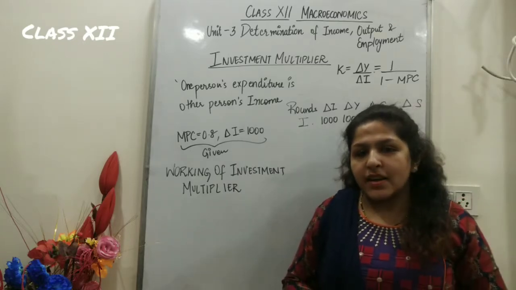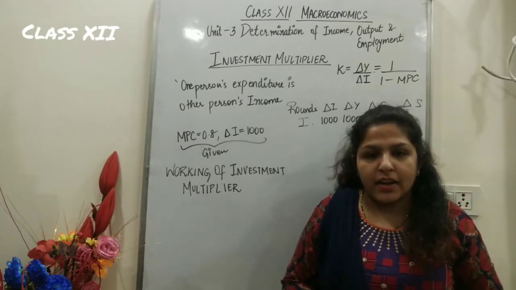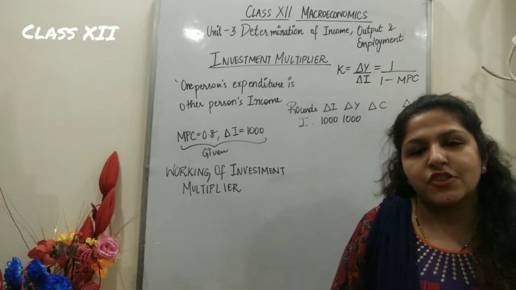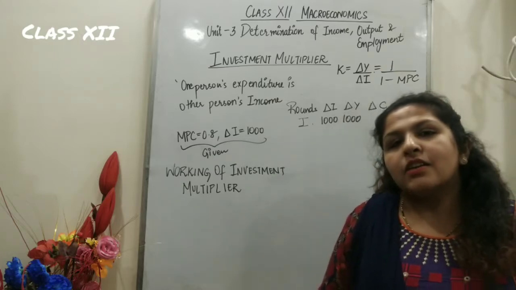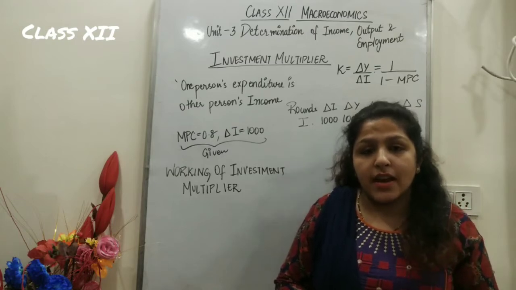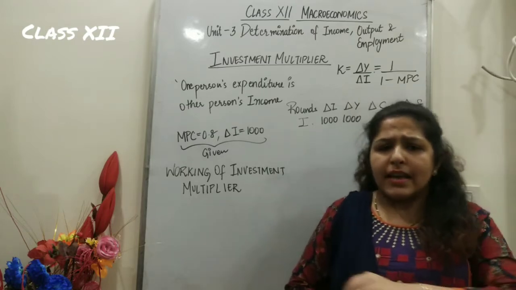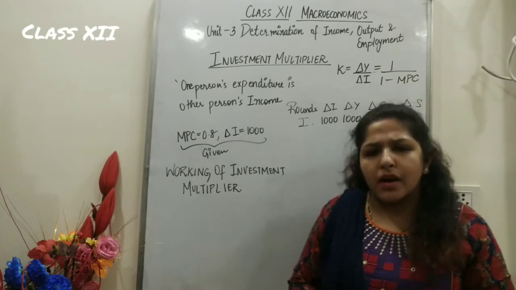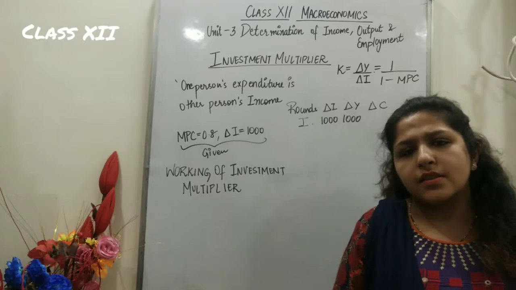So, in today's video, I have come up with the investment multiplier topic of Unit 3, determination of income, output and employment, macroeconomics, right? In this unit, the investment multiplier plays a very important role because either a 1 mark question or a 3 mark question on this topic, or a numerical question related to it, can come.